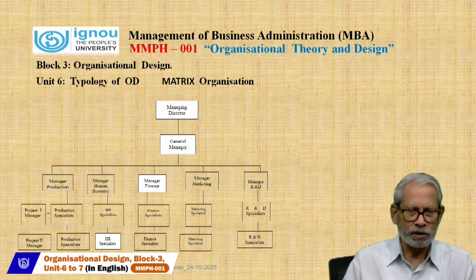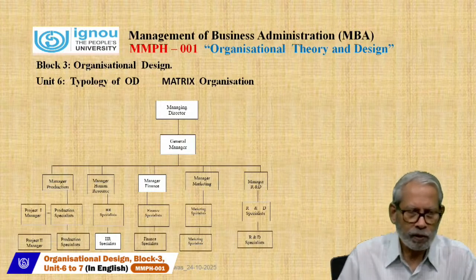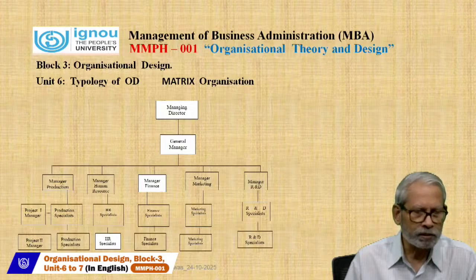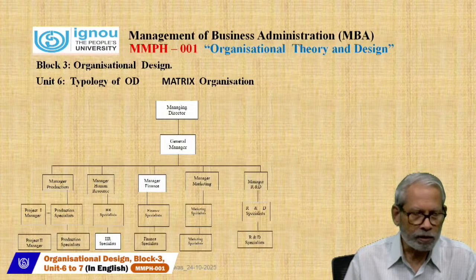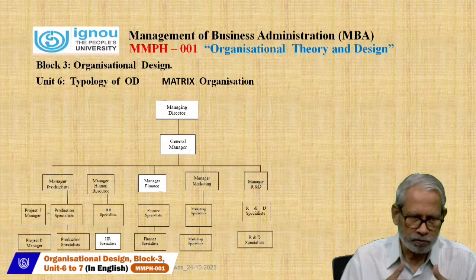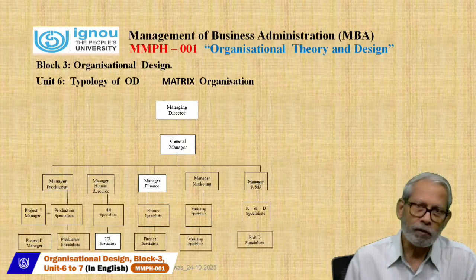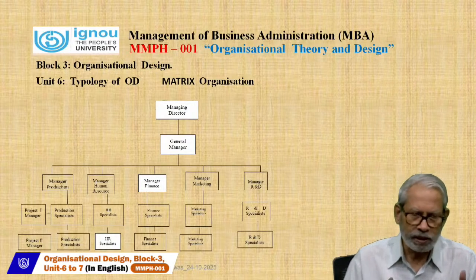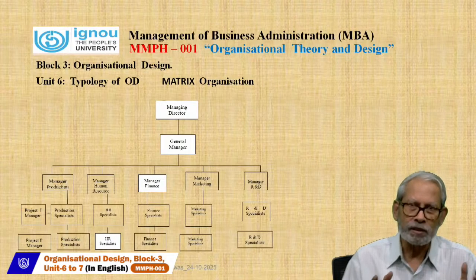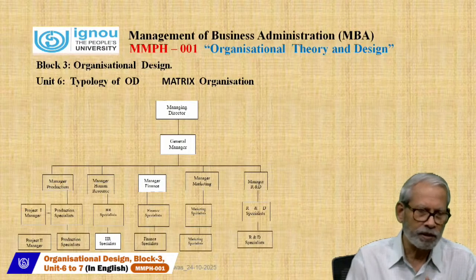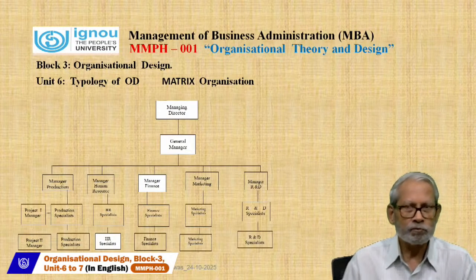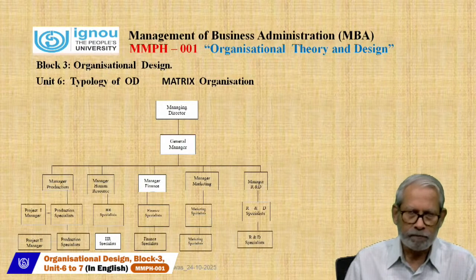Here in the matrix organization you see the managing director, then the general manager, the managers of production and human resources, and below this there is directly a line, the instruction line. But you see the mixing here, the matrices: R&D, marketing, finance, resources, production. This type of thing we can call a matrix organization.